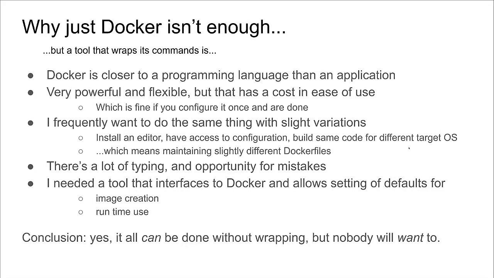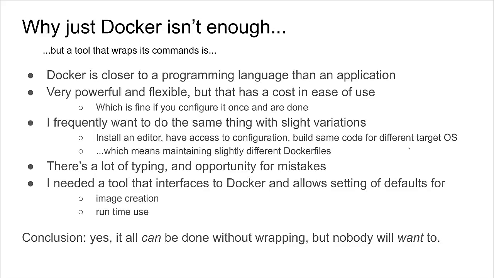In my experience, Docker is more of a programming language than an application. It's incredibly powerful and very flexible, but it has a cost in ease of use. And this is fine if you're only using it to configure something once and you're done with it. However, I frequently want to do the same thing with slight variations. I need to build Debian packages, but I need to build them for a different operating system release. I need to build for an operating system release, but I need to use a different sources list to pull in development versions of packages or release versions of packages.